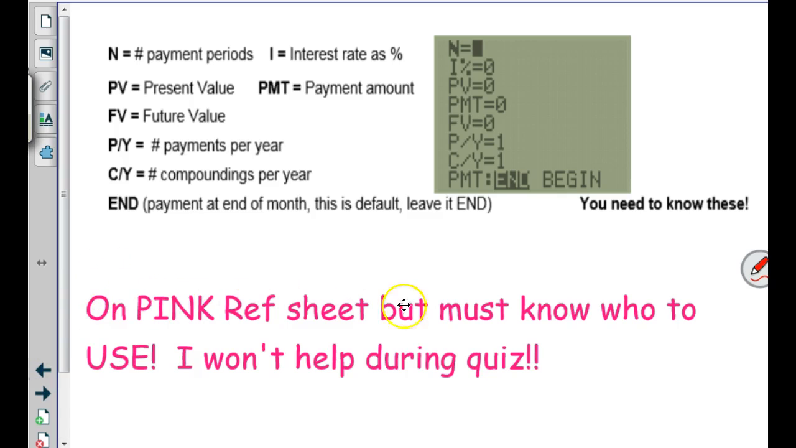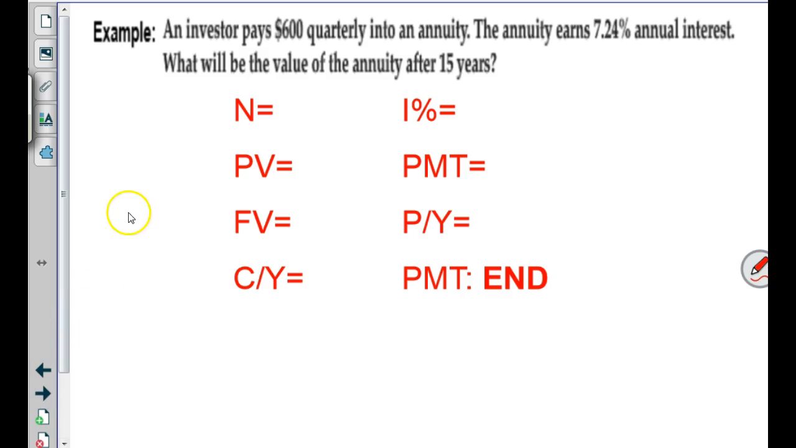Okay, it says on the pink reference sheet what these things stand for, but you need to know how to use them. I'm not going to help you during the quiz, because that means you didn't do any of the practice.